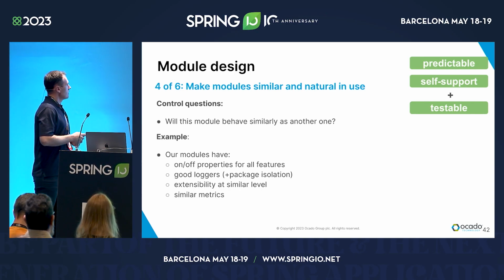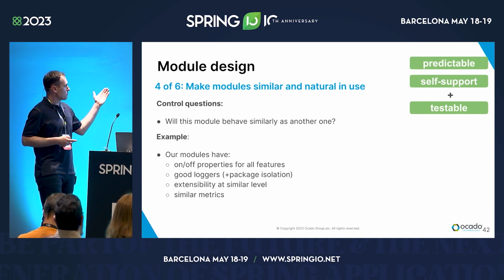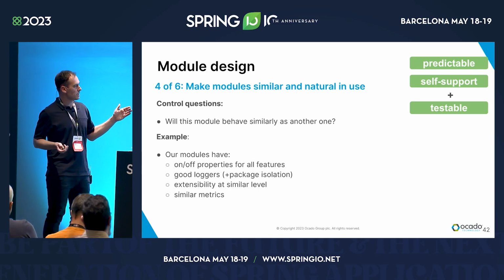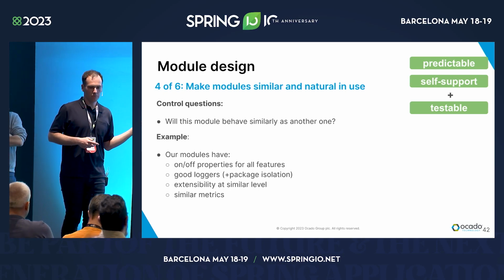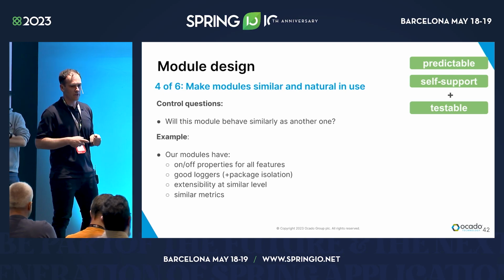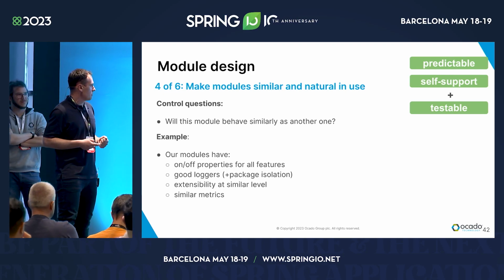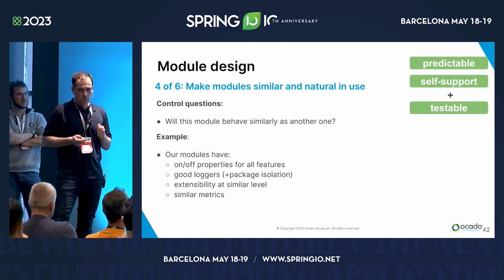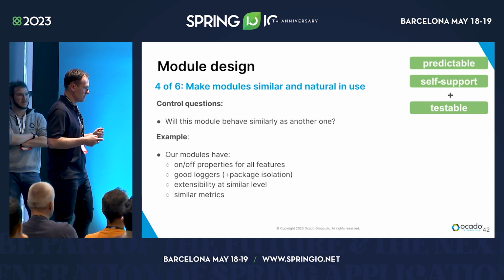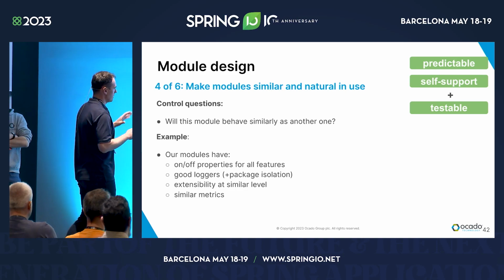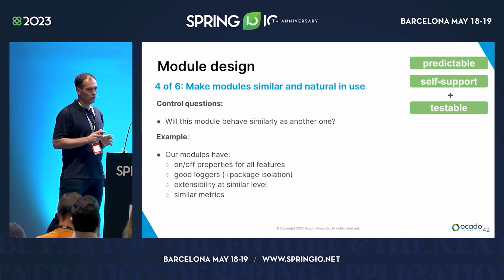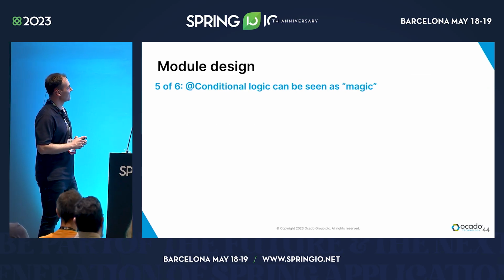In our case, that means the modules have properties to turn them off, which is good for testing. Good loggers, so people expect that when they turn on the logger, they can usually see something useful. They are extensible in a similar way, they have similar metrics, and so on. This is, in our world, the common sense. In your world, it would maybe be something else.